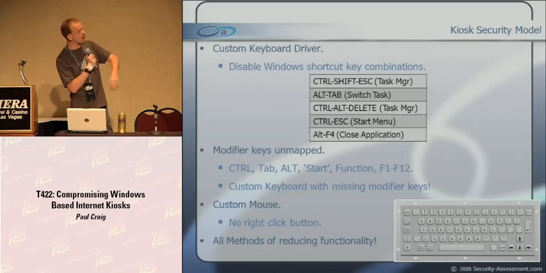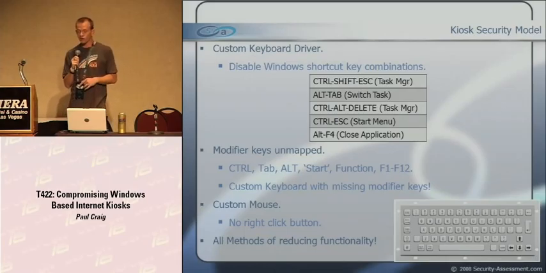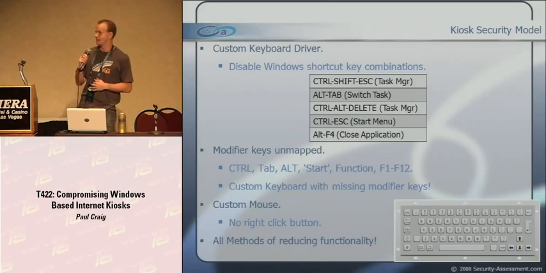Again, more methods of reducing how you can actually interact with the kiosk. It's limiting you, so you can only click on things with the left mouse button in Google. A good example of this is that picture of the keyboard just up there. That's a very common kiosk keyboard. And you see that it's missing a whole lot of keys. It's missing all the good keys.